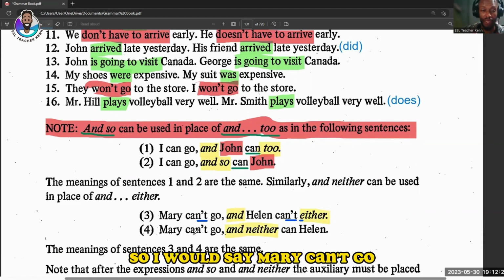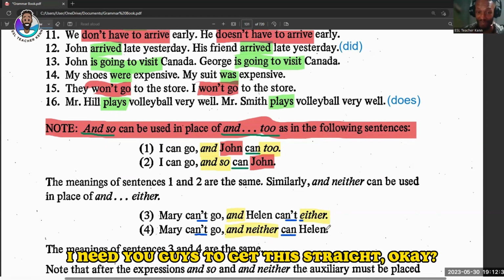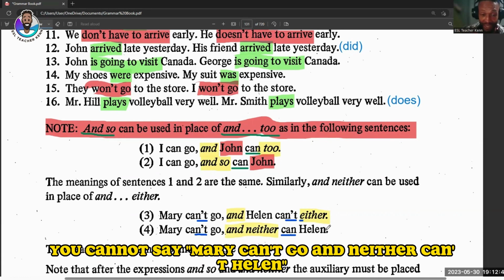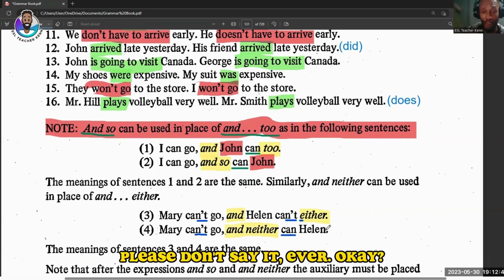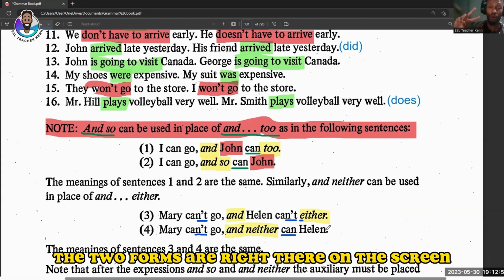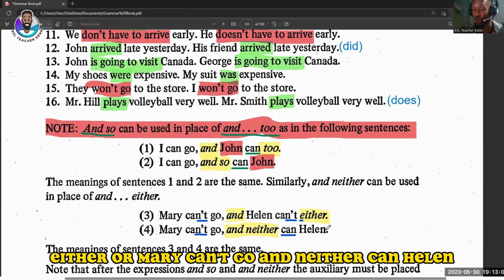So I would say Mary can't go, and neither can Helen. I need you guys to get this straight, okay? You cannot say Mary can't go and neither can't Helen. That is incorrect. Please don't say it ever, okay? The two forms are right there on the screen. Mary can't go and Helen can't either, or Mary can't go and neither can Helen.